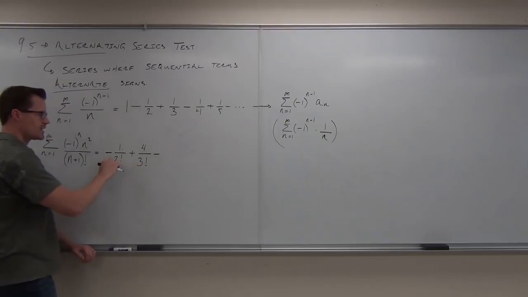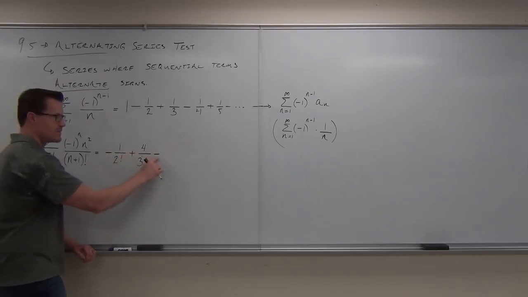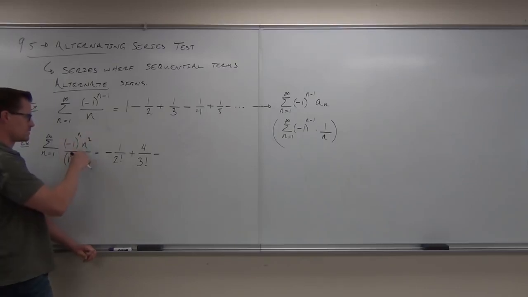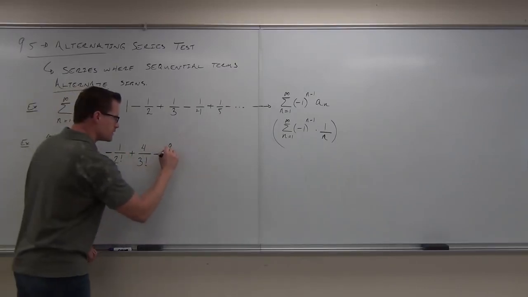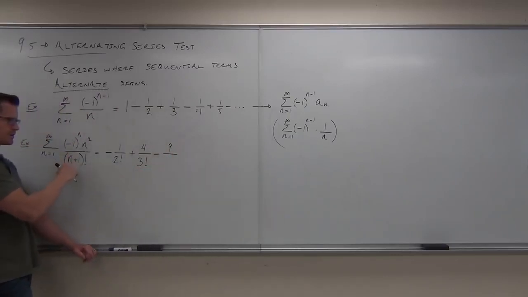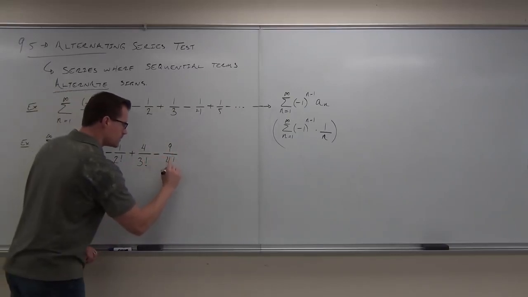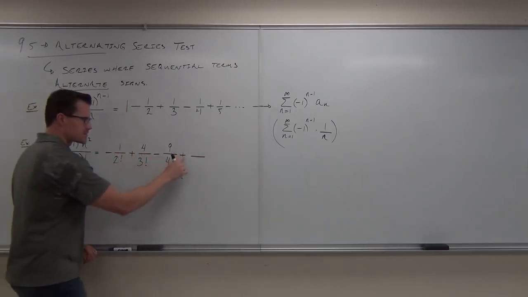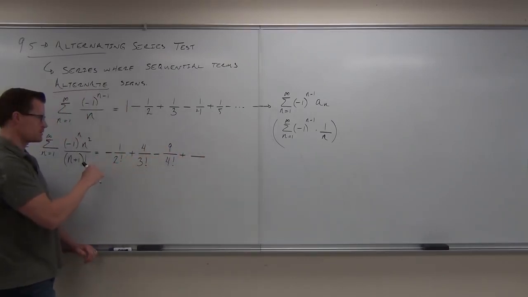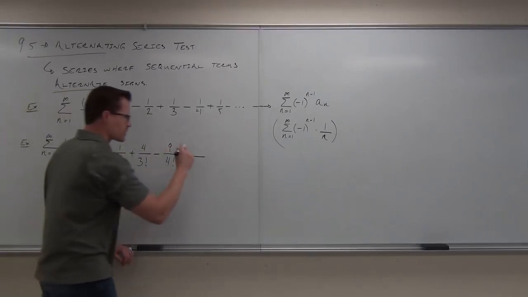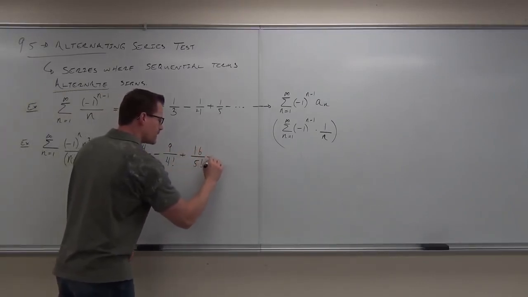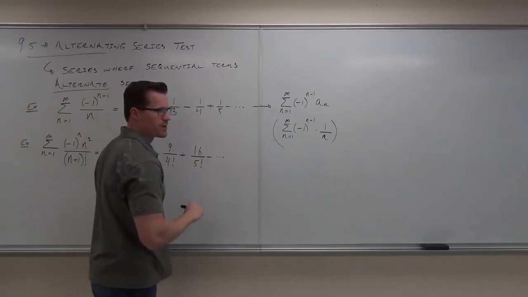So we have negative, then a plus, then a minus. What's going to go here? 9, over here. Let's do one last one. So negative, plus, minus, plus, and then what? 16. Sure, because we'd have the fourth term, 4 squared is 16 over 5 factorial. And then it doesn't end. It goes forever.